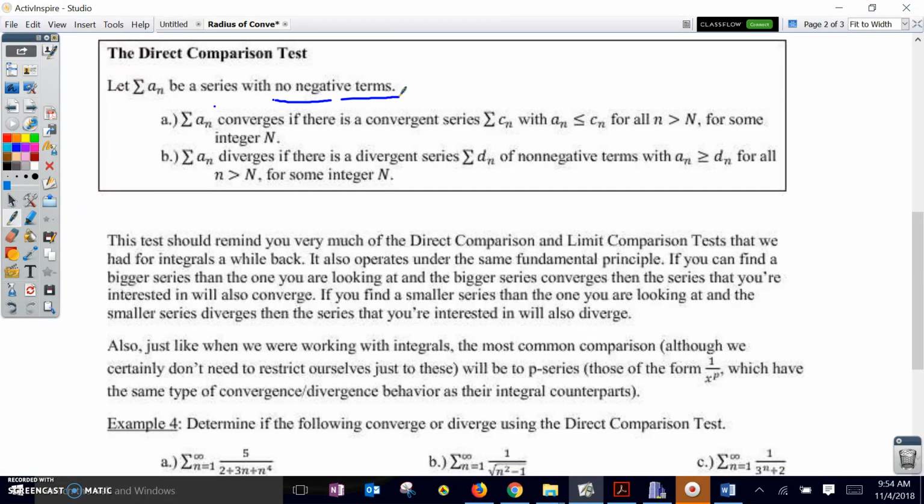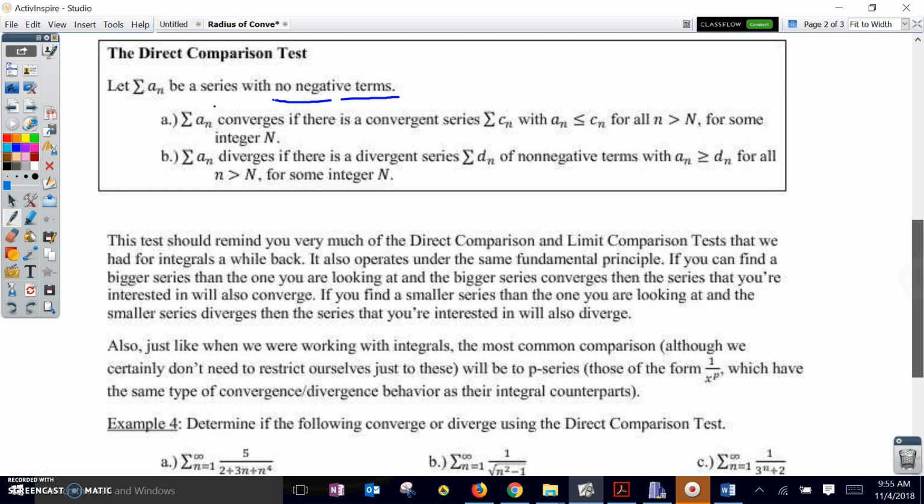A lot of the times here we're going to do comparisons to p-series. We know that these p-series converge when p is greater than 1 and diverge when p is less than or equal to 1, and so they make for a nice, quick, easy comparison for us in many cases.